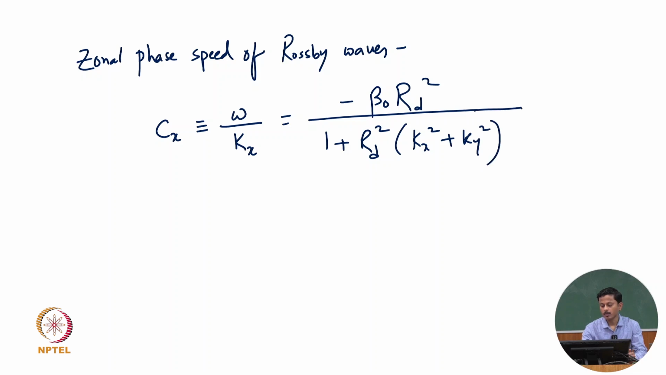Now where does this come from? This comes from the dispersion relation that we have already derived, and Rd is the Rossby radius of deformation. As you can see here, this whole term beta naught Rd squared by 1 plus Rd squared times kx squared plus ky squared is positive, and there is a negative sign in front of it, hence the wave speed is negative.